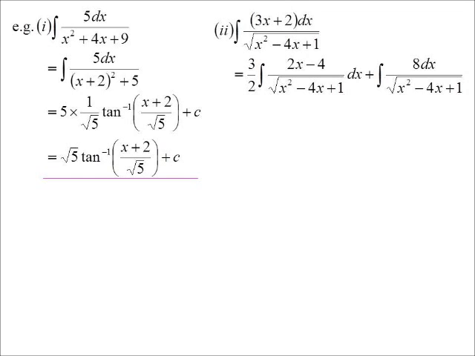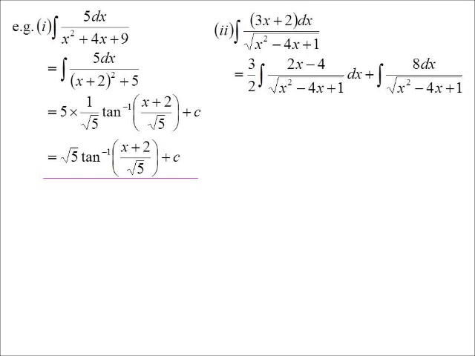However, I've changed the question. Because 3 on 2 times negative 4 is not 2. 3 on 2 times negative 4 is negative 6, very good. But we want 2, so I then have to add 8. And there's my second one, which I'll do by completing the square.